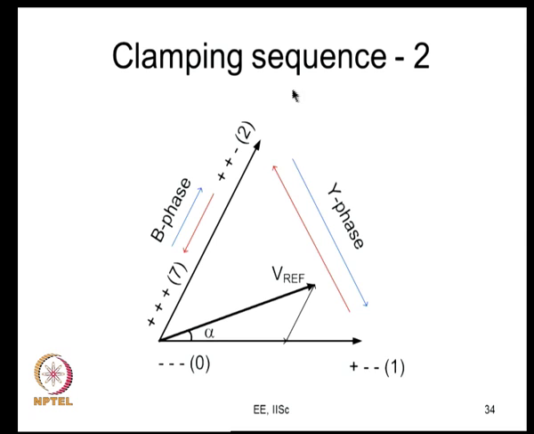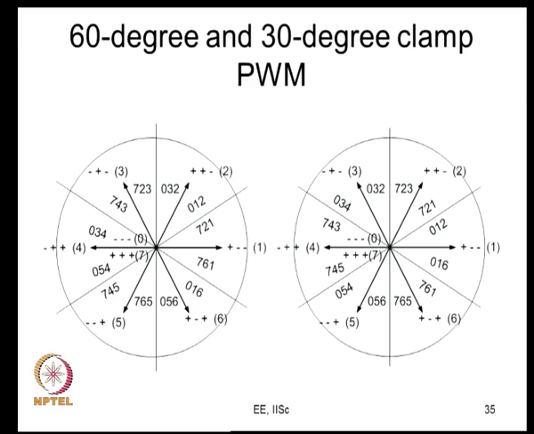So, we can call this clamping sequence 2. It is clamping because you see that minus minus minus is never used, and R phase is always positive here and also positive here. R phase is clamped to the positive bus. So, this is a clamping sequence. To distinguish between those two, we call this clamping sequence 1 and this is clamping sequence 2. So, what you can actually do is, these are two popular PWM methods. This is one kind of clamping.